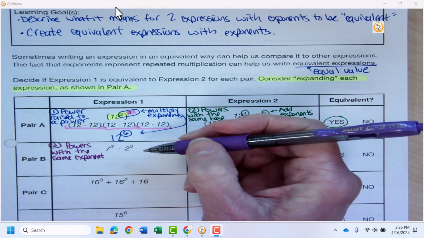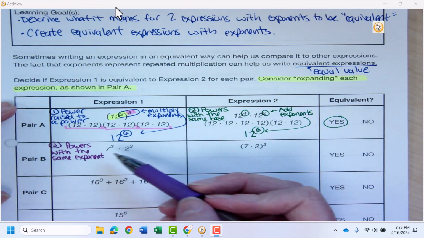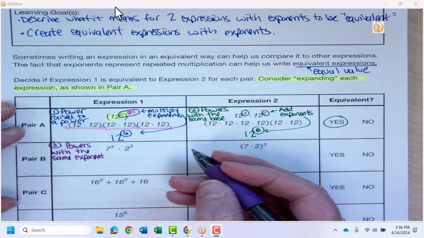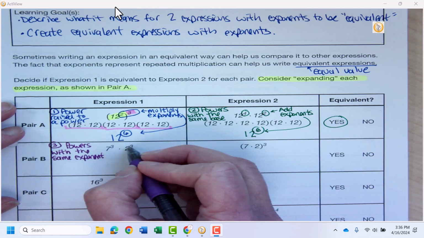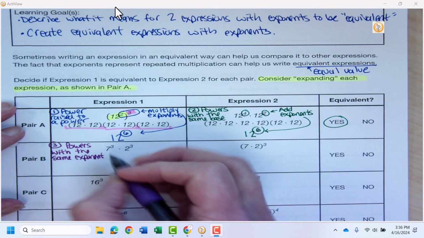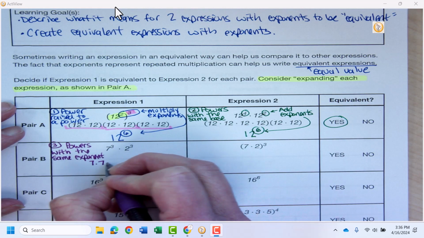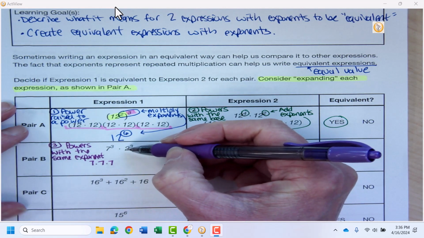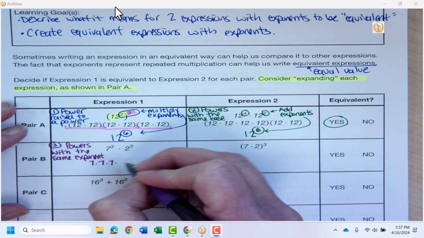So let's look at what happens here. I have 7 to the third power and 2 to the third power. When those exponents are the same, I'm going to expand out this first one. That's 7 times 7 times 7. And I'm going to expand out this second expression, 2 times 2 times 2.